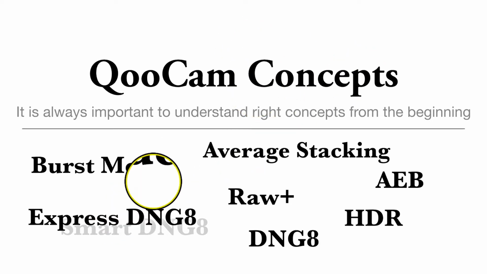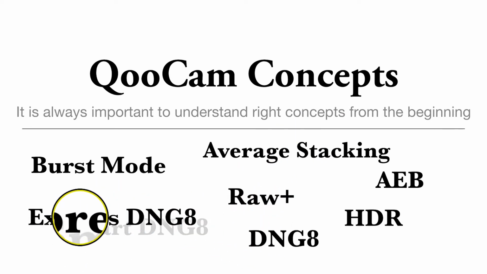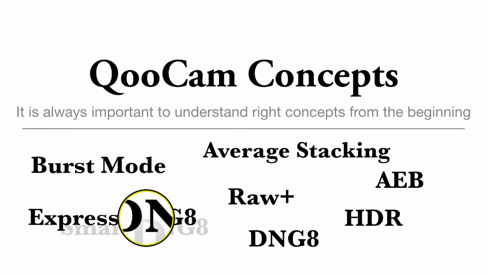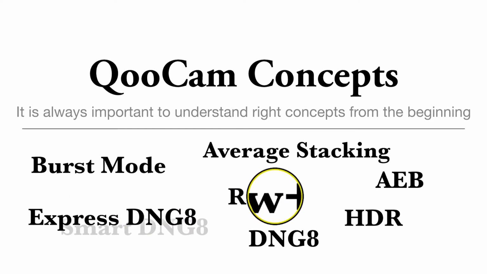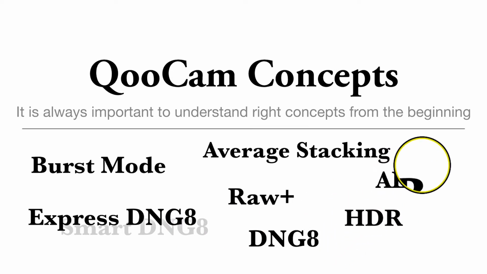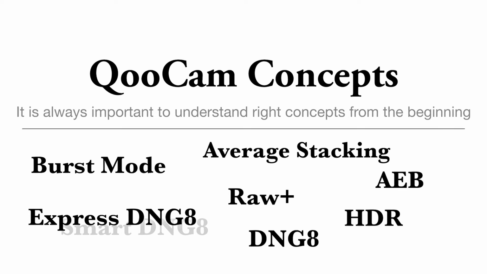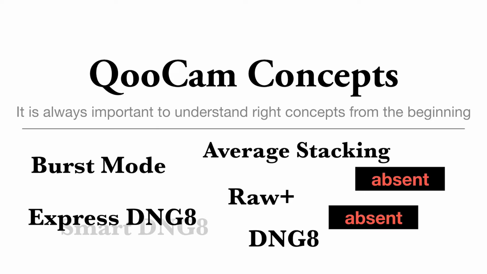They are the burst mode, average stacking, Raw plus, DNG8, and Express DNG8, which was formerly called Smart DNG8, but that's okay. And also, there are two absent features in QooCam, which are HDR and automatic exposure bracketing. From the moment of today, we don't have HDR and AEB built into the camera, but I hope we will get them soon. But never mind, because many people have problems with these concepts. So let's look at them one by one.